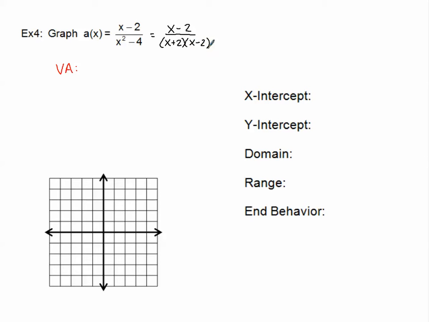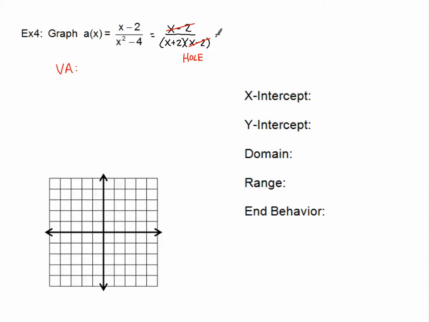Now here's where things get a little bit different. You can see that there's a common factor that can cancel away. This hasn't happened yet. I see the x minus 2 that I just factored from the denominator, and I see the x minus 2 that was given in the numerator. If you have a common factor that can cancel away, there's going to be a hole. When a common factor can cancel from the numerator and the denominator, a hole will occur.